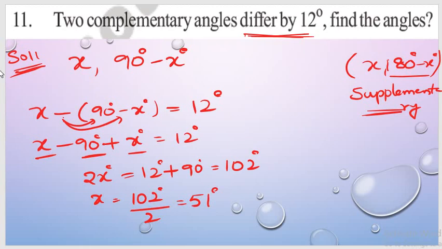So the value of x is 51, and automatically the other angle is 90 minus x. So 90 minus 51 is 39. So the angles are 51 degrees and the other angle is 39 degrees. So these are the two complementary angles we have here.